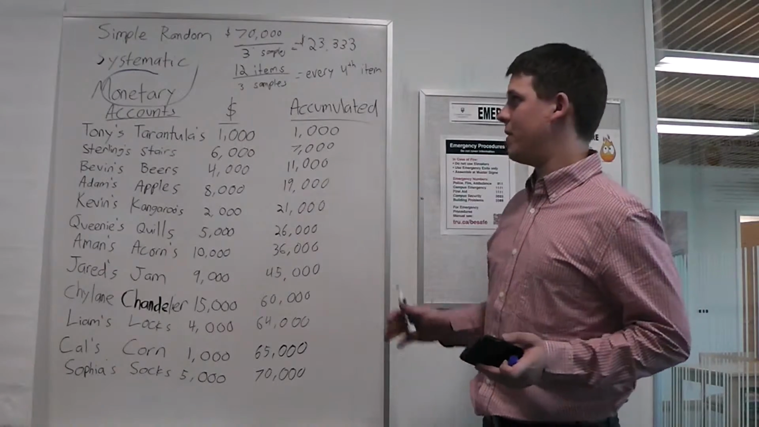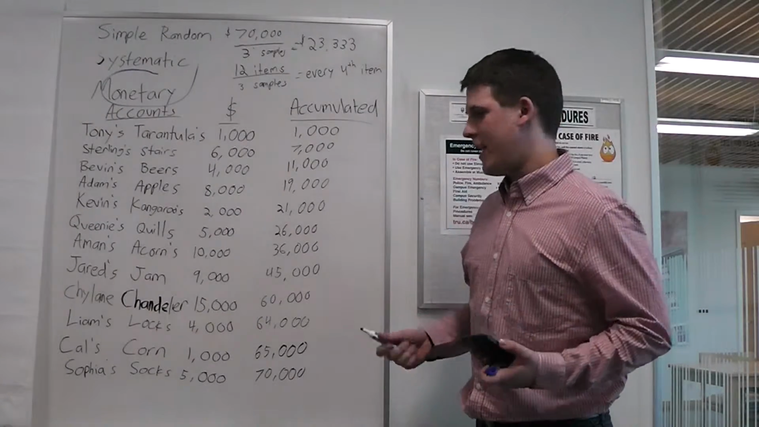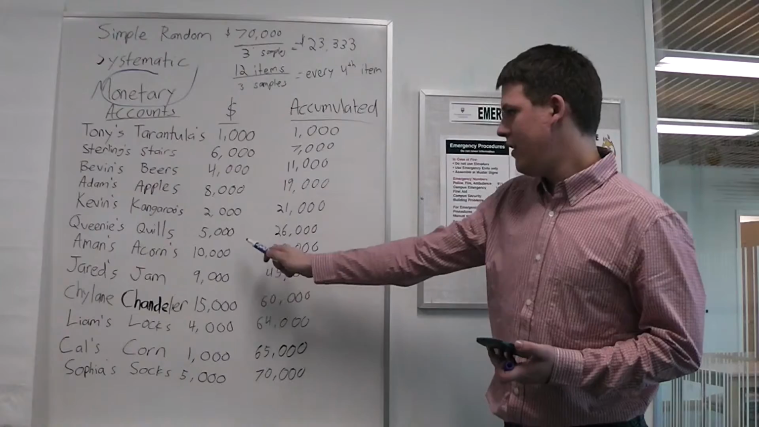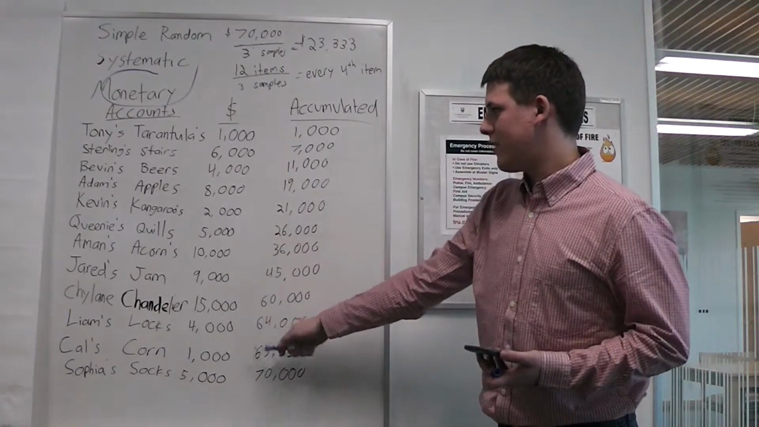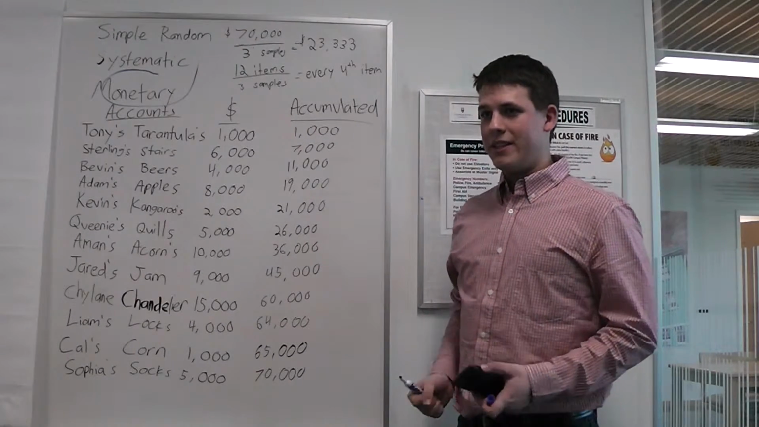And the thing to note about monetary unit is it's more likely that you're going to get the bigger values. And as you can see, our sample for Shine Chandelier is 15,000, and also Amon's Acorn, which is at 10,000, was included in our sample. And these two are actually the biggest amounts on this list. So those are the 3 sampling methods.